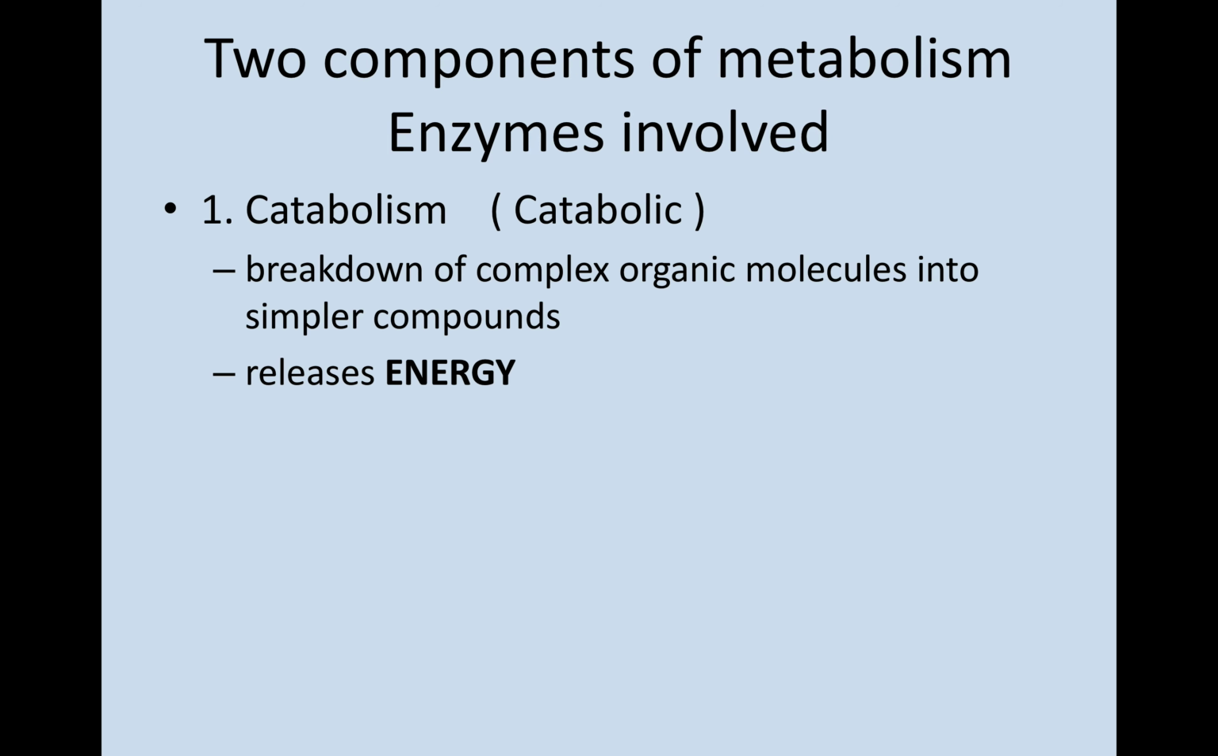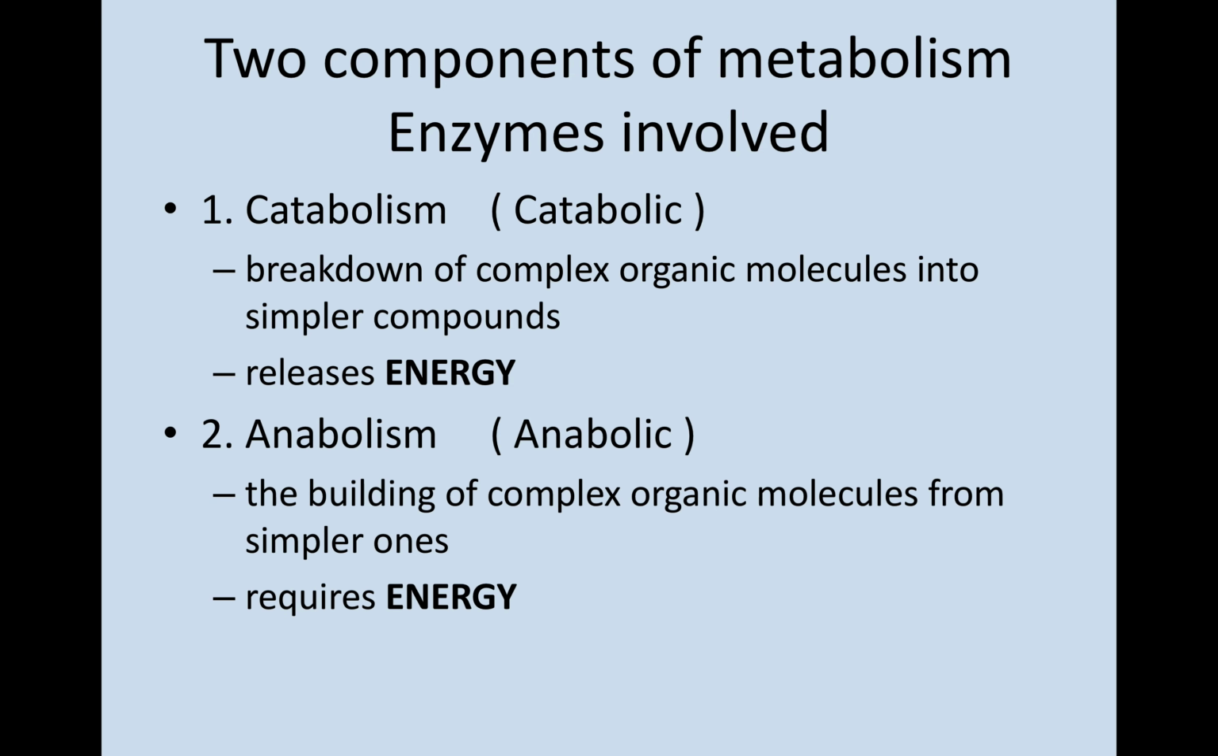There's catabolism, or catabolic, which is a breakdown of the complex organic molecules into simpler compounds. And here we're going to get a release of energy, meaning that we're actually going to make energy. So just because you're breaking something down doesn't mean you actually use energy, but you should have a net overall gain of ATP. Anabolism, or anabolic, we're going to build complex organic molecules from simple ones and require energy to do so.